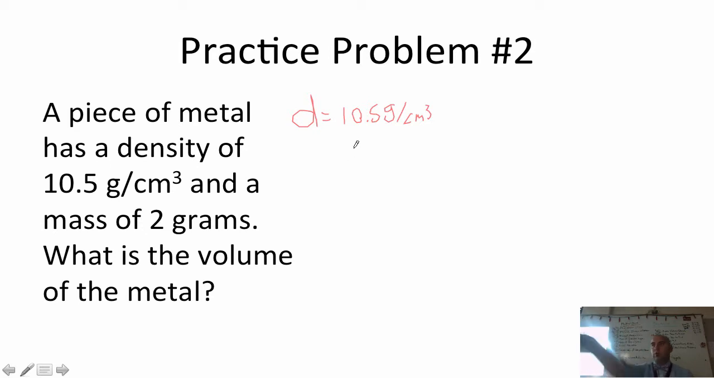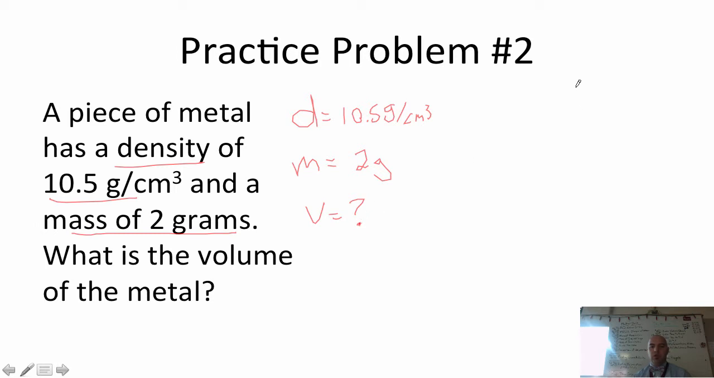Oh, wait. You had your hand up before. Okay, what else do we know? We know the mass. And in this case, M equals what? 2 grams. Okay, so we know density, we know that mass equals 2 grams. What are we trying to find? The volume of the metal. We're trying to find the volume. So volume equals, I'm just going to put a question mark there.